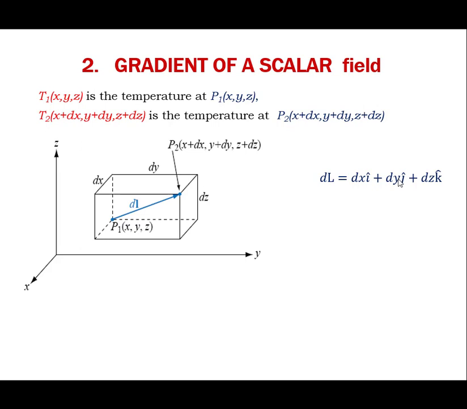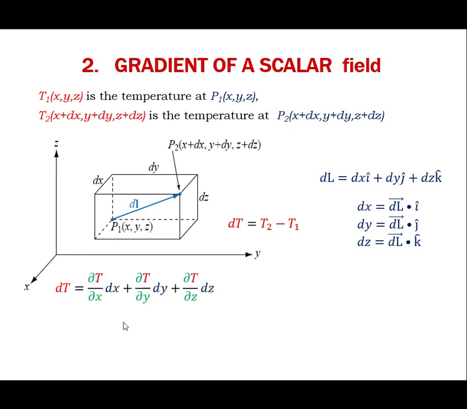The components dx, dy and dz are the differential distances required to be travelled along x, y or z axis in order to reach point P2 from P1. These components can be found by dot product of unit vectors along x, y or z directions with dl. Now the total change dT in temperature in moving from point P1 to P2 is given by this in differential calculus.